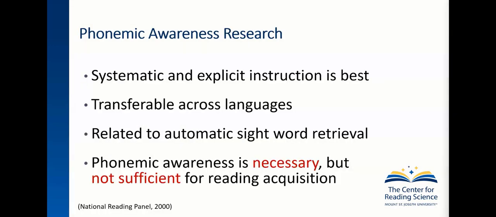The National Reading Panel reviewed 51 studies showing that phonological awareness teaching improved reading achievement. They found systematic and explicit instruction is best. They found that phonemic awareness is transferable across languages, that it's related to automatic sight word retrieval, and that it is necessary but not sufficient for reading acquisition.